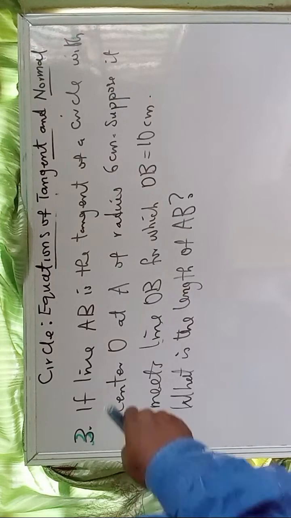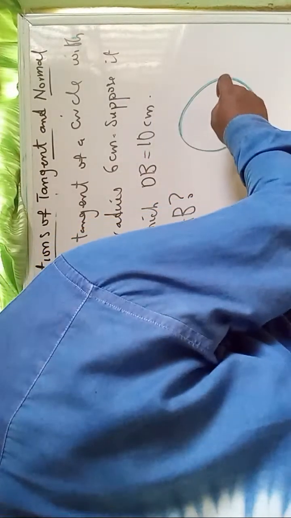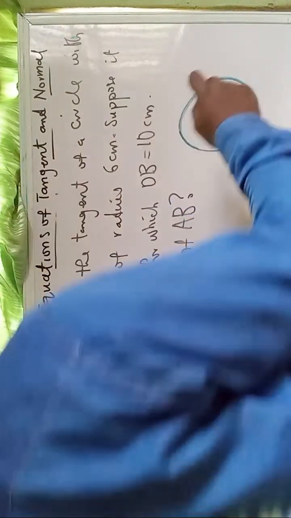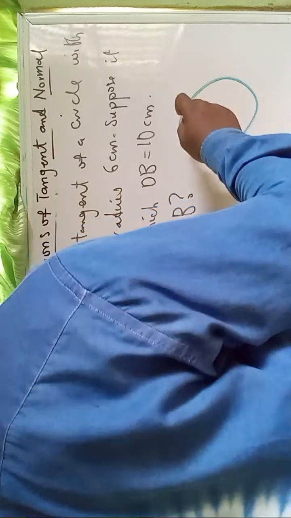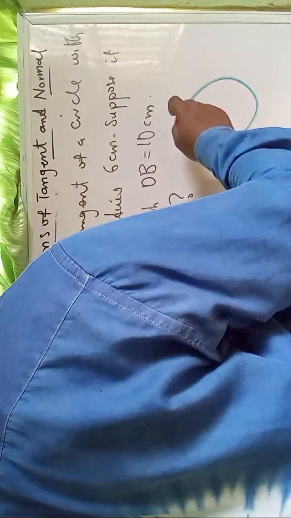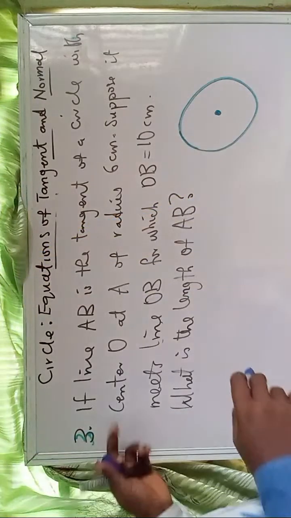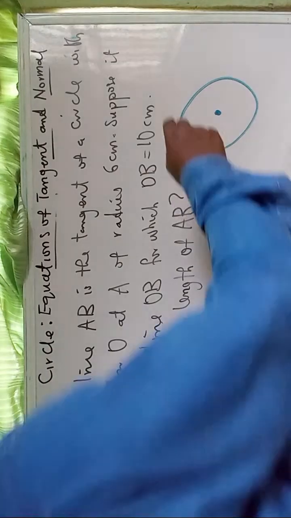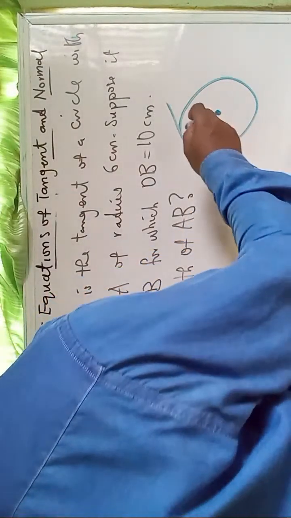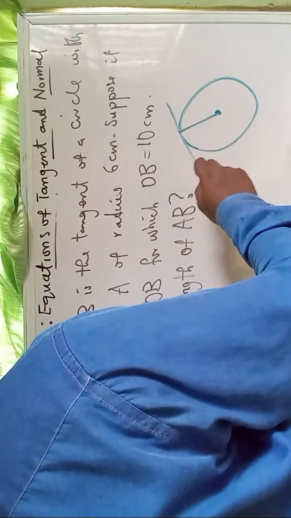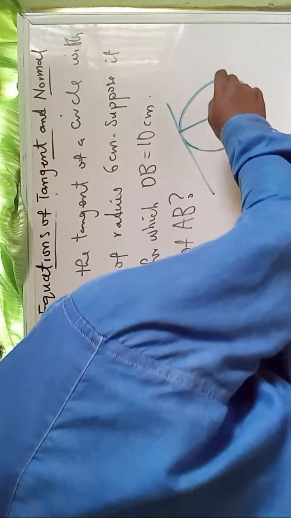So this is what we are seeing here. Suppose we have a circle, and the circle has a line AB. Something of this form. This is line AB.